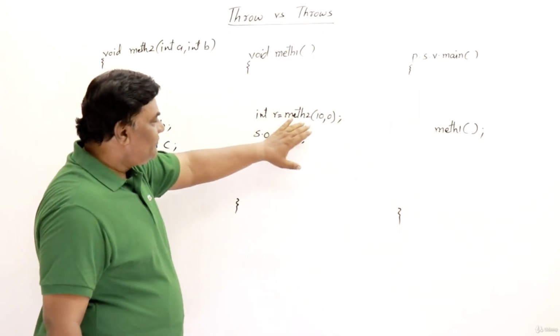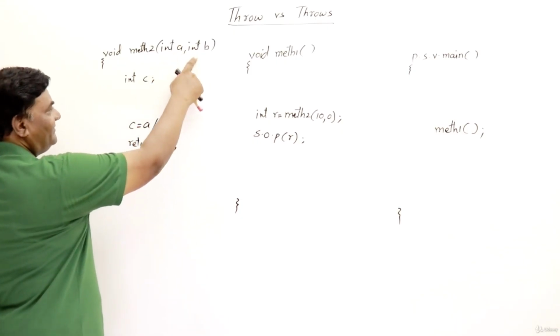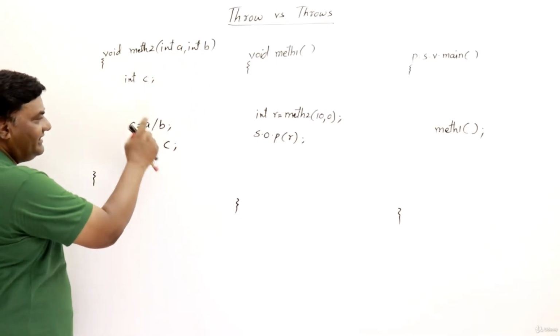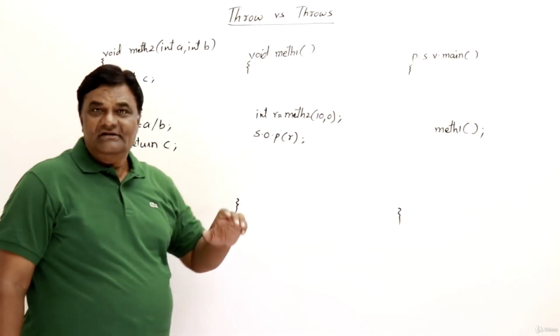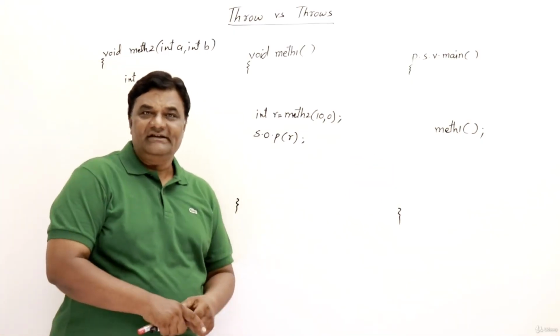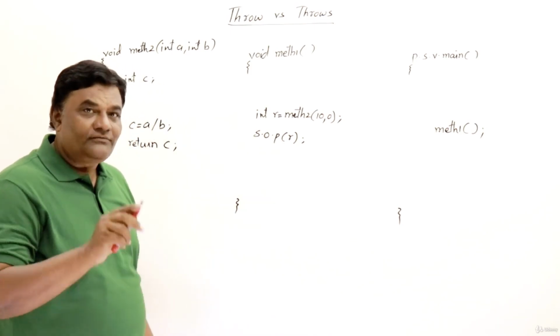And this is calling method 2. So this is method 2. Method 2 is taking two parameters A and B and calculating A divided by B and returning the result C. So this is how the example code looks. If I write a program using these three methods and execute it, what happens?